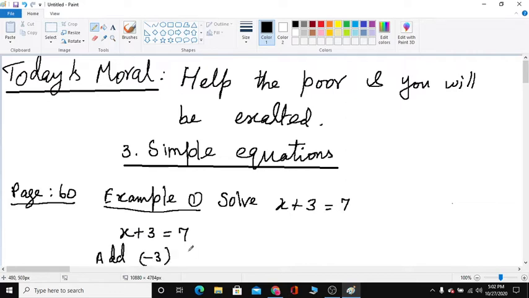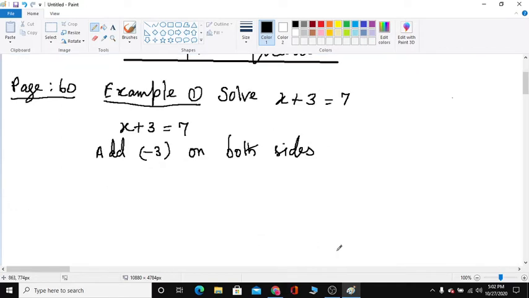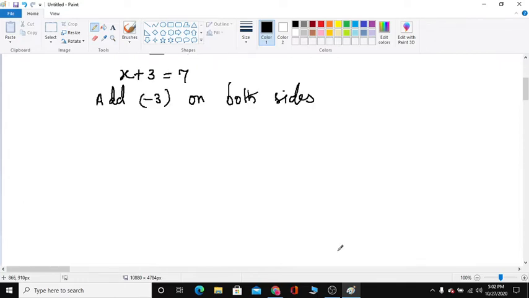So you have to write this: add minus 3 on both sides. We have to add on both sides, left side and the right side, children. Now we are going to cancel plus 3 on the left hand side. So next step, we add minus 3 on both sides.